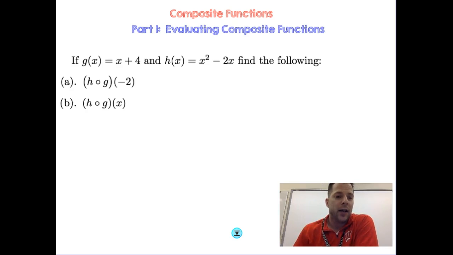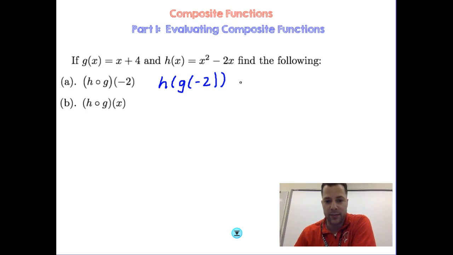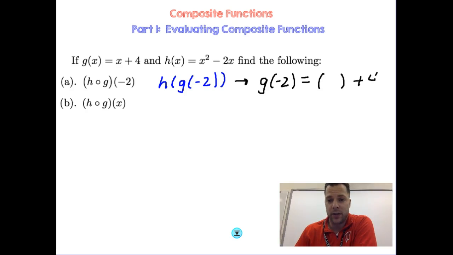Did you try it on your own? I hope you did. Let's go ahead and look at h of g of negative 2. So we have to find g of negative 2 first for part A. G is x plus 4, so we plug in that negative 2, and that's just going to give us a value of 2.